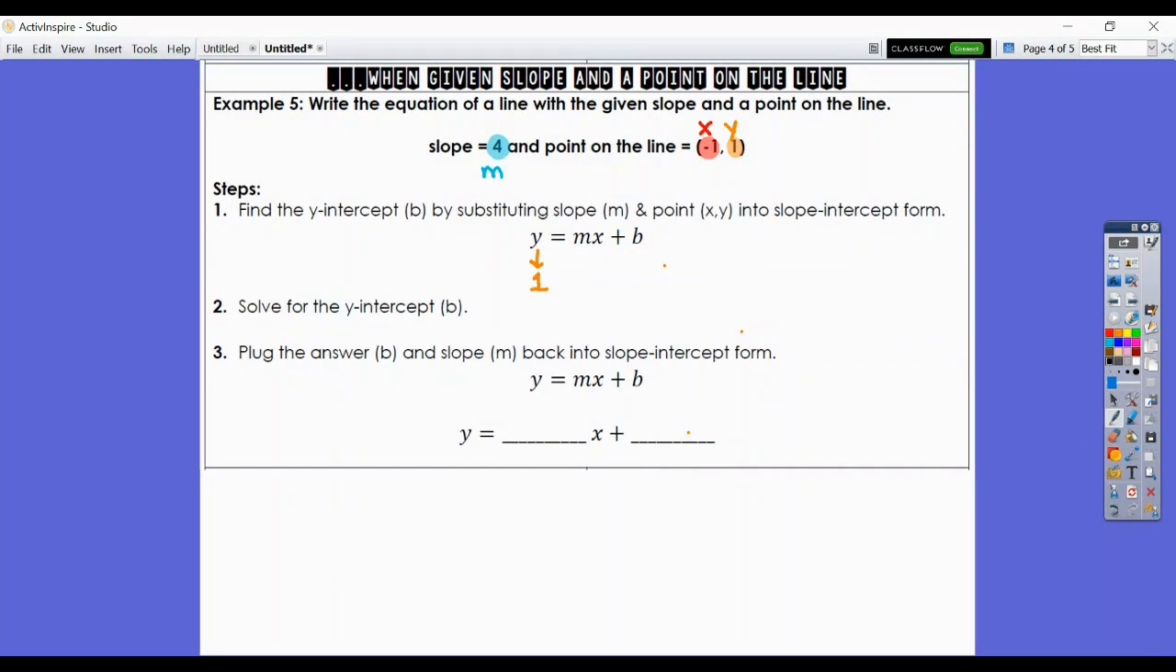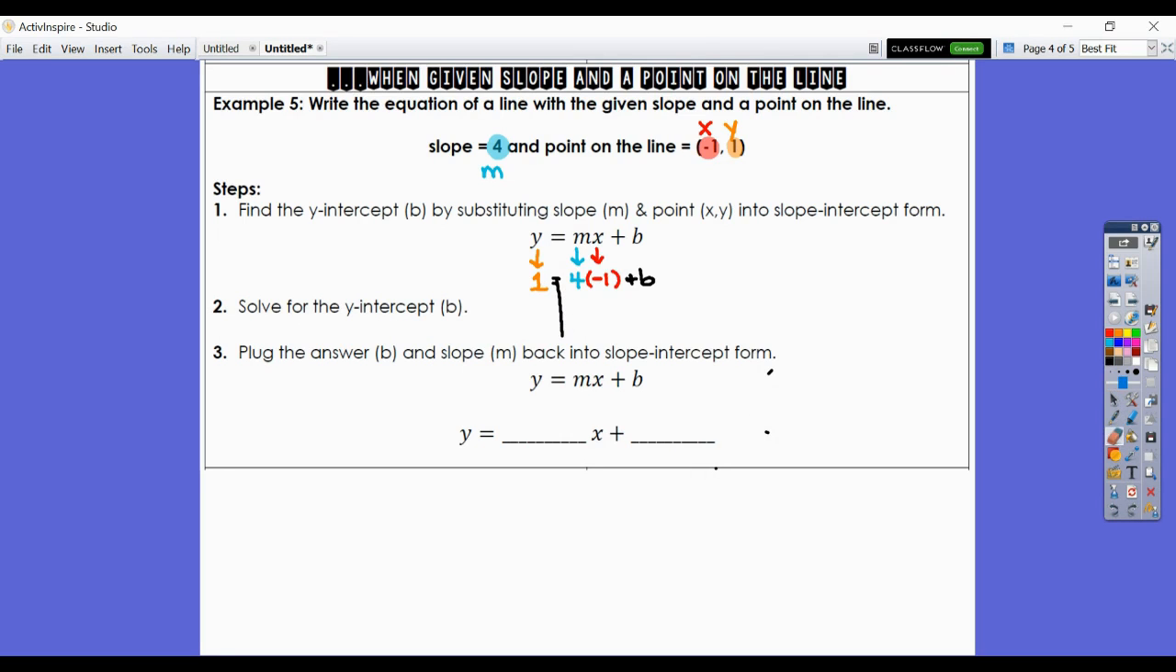I keep the equal sign. My m is going to be replaced with what it's equivalent to, which is 4. That's my slope. The x is going to be replaced with what it's equivalent to, which is the negative 1. And then I keep plus b because I do not know that substituted letter to be filled in, and that's what I need to solve for. I go ahead and draw a line and solve this one out.